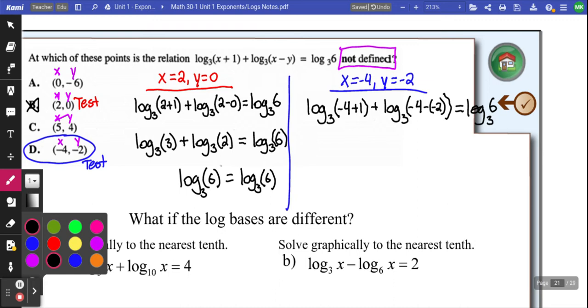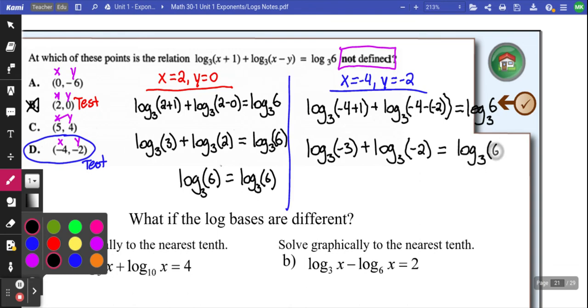As we simplify this, we're going to get log base 3 of negative 3. And we're going to get log base 3 of negative 2. And then we're going to use our log laws to multiply those together. And sure enough, it works. Negative 3 times negative 2 is positive 6. Algebraically, that worked.